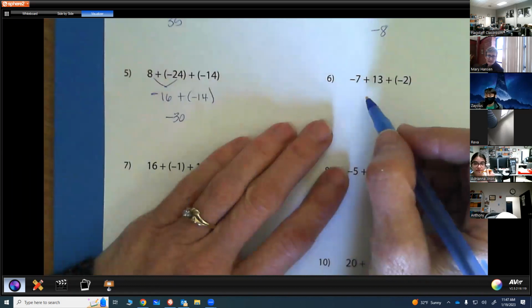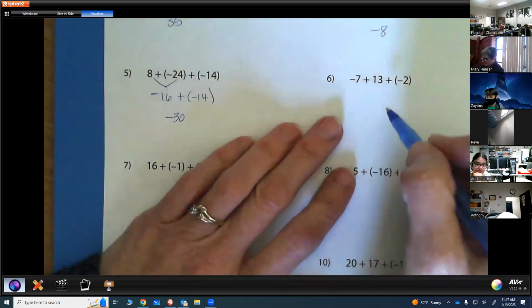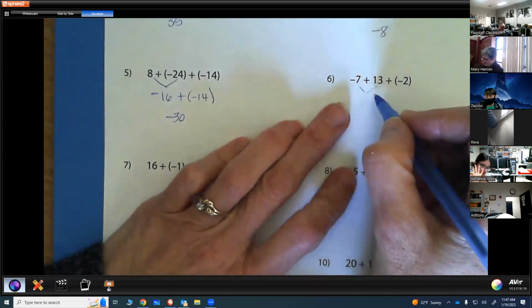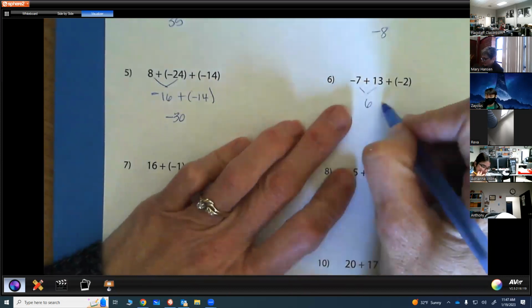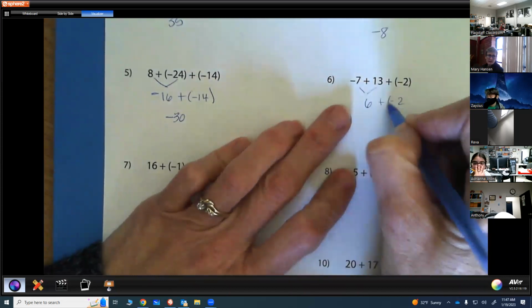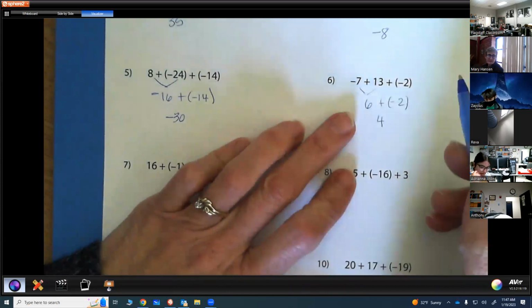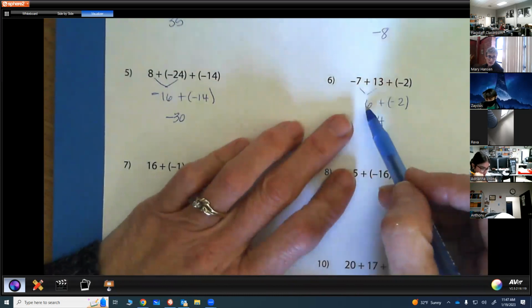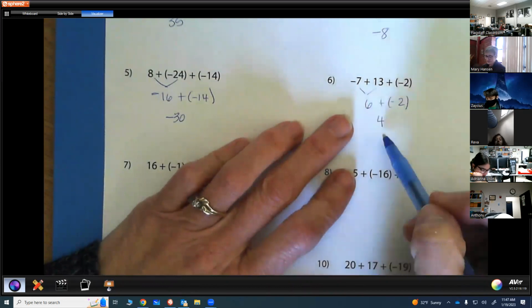Number 6, good. I'm seeing a lot of people putting answers in the chat. Thank you. -7 plus 13 is +6 plus -2 gives me +4. Because I'm going to subtract, take the sign of the larger, and then subtract and take the sign of the larger.